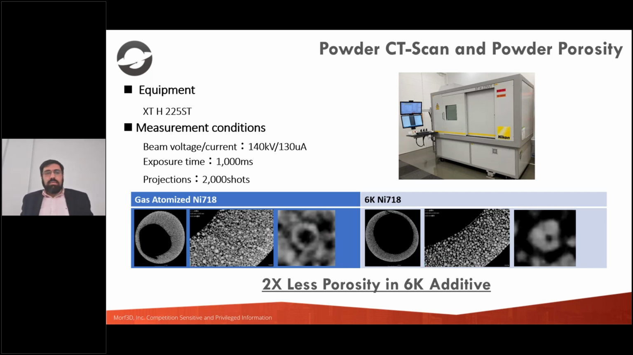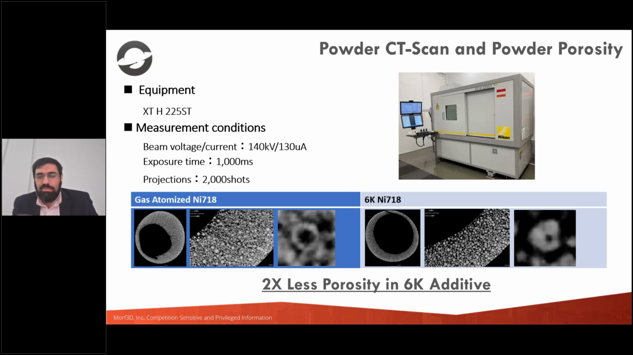So we take a gas atomized nickel 718, some of our legacy data is coming from this, and took the 6K nickel 718 and of course 625, but today we talk about 718. And basically using an Icon CT scan technology and equipment, we started CT of the powder. And the result was really, really surprising.